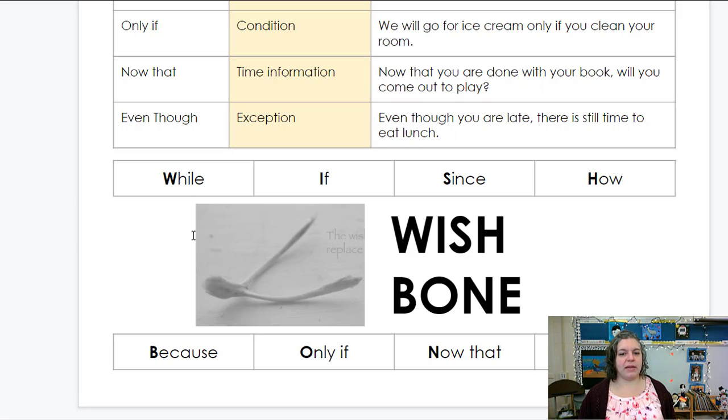So this goes back to the wishbone. While, if, since, how, because, only if, now that, even though.